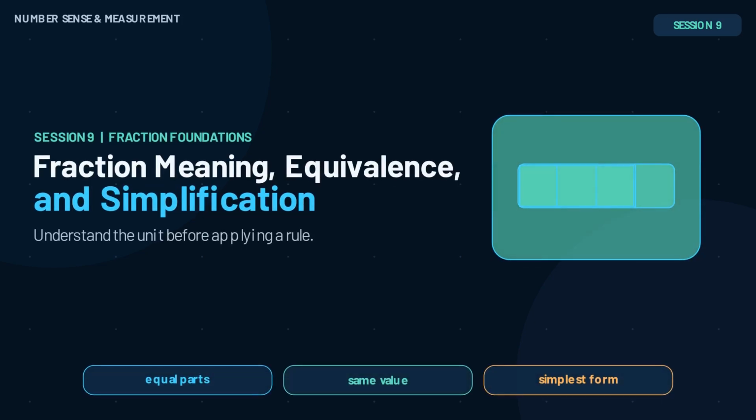Welcome to Session 9, Fraction Meaning, Equivalence, and Simplification. A fraction is a number, a quotient, and a count of unit fractions. Reliable fraction work begins by identifying the whole and equal-sized parts. Then, equivalent forms and simplification become scale changes that preserve the original value.